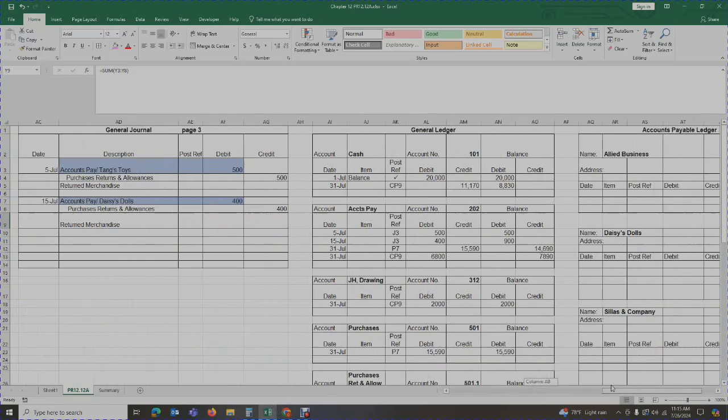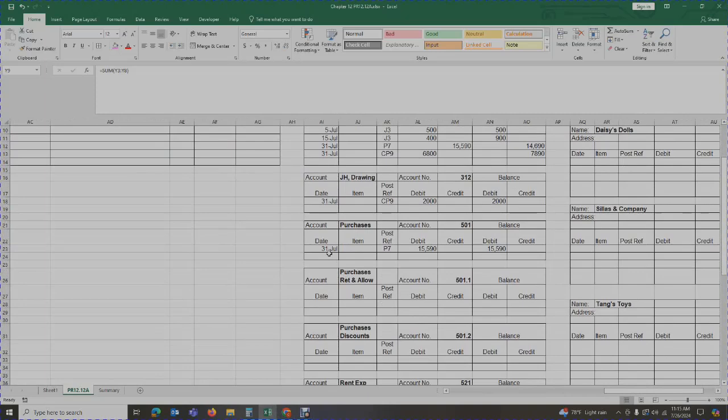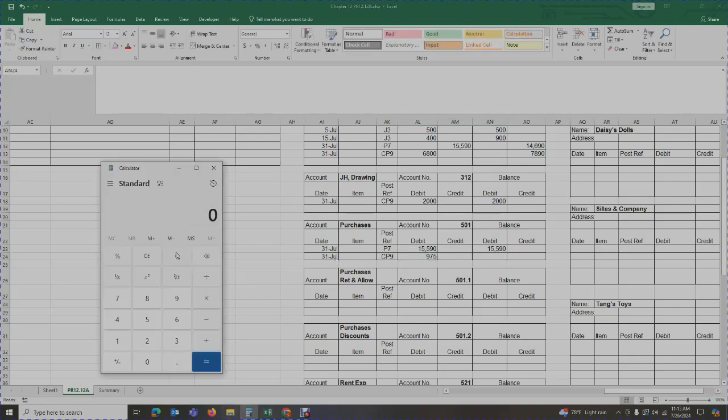So we're going to go to your ledger for purchases. This is happening on July the 31st. This is your cash payment journal number 9. And we have a debit of $975. Because they're both debits, we're going to go ahead and get the $15,590 plus the $975. That'll give me an ending balance of $16,565.